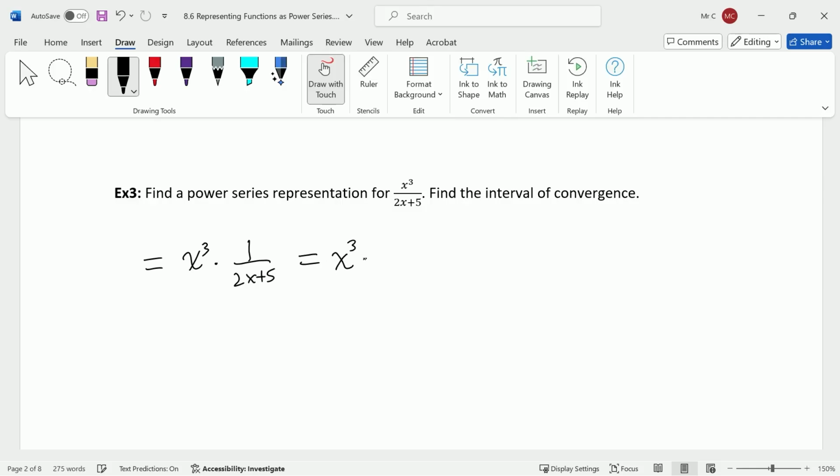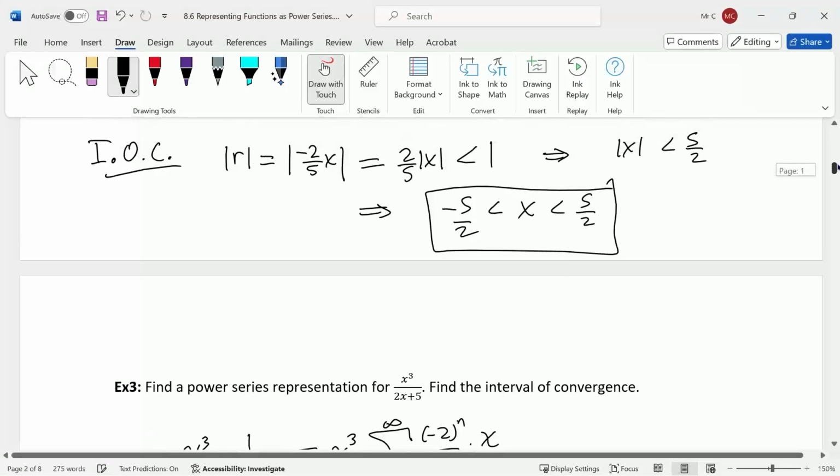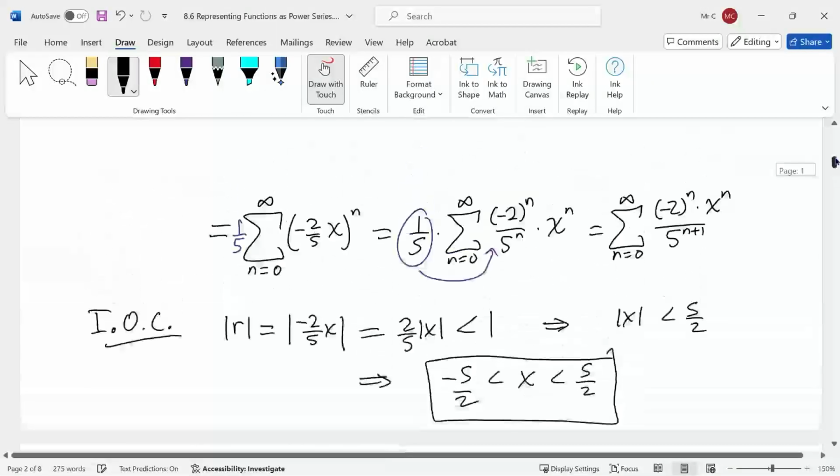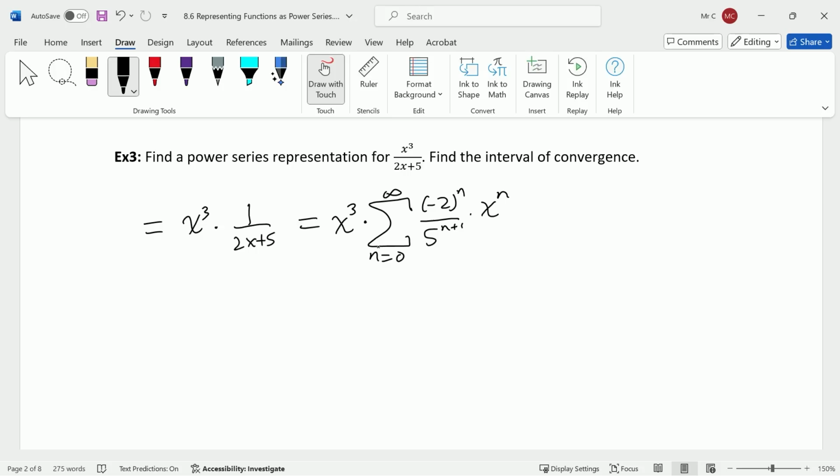So this becomes x cubed times the series that we found in example 2. And that series was negative 2 to the n over 5 to the n plus 1 times x to the n, right? Let me double check that. Yes. So now our variable for our sum is n. So x is a constant in terms of the sum, the variable for the sum. So I can move that x cubed inside the power series. And when we get x cubed times x to the n, that's going to become x to the n plus 3.